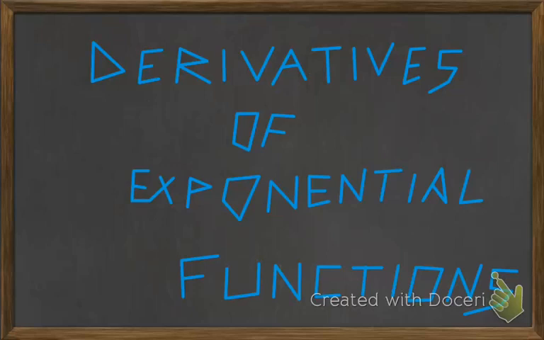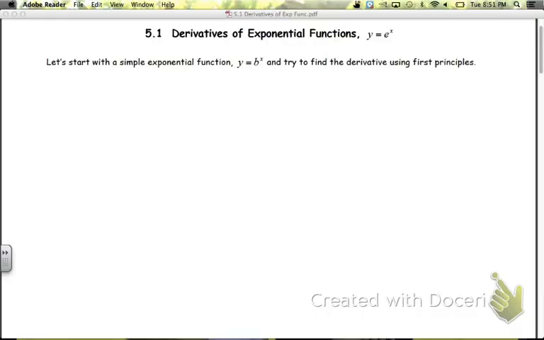Today we'll be looking at derivatives of exponential functions. To begin, let's start with a simple exponential function y equals b to the power of x and try to find the derivatives using first principles. So recall our first principles is when we're looking at the limit as our h approaches 0.